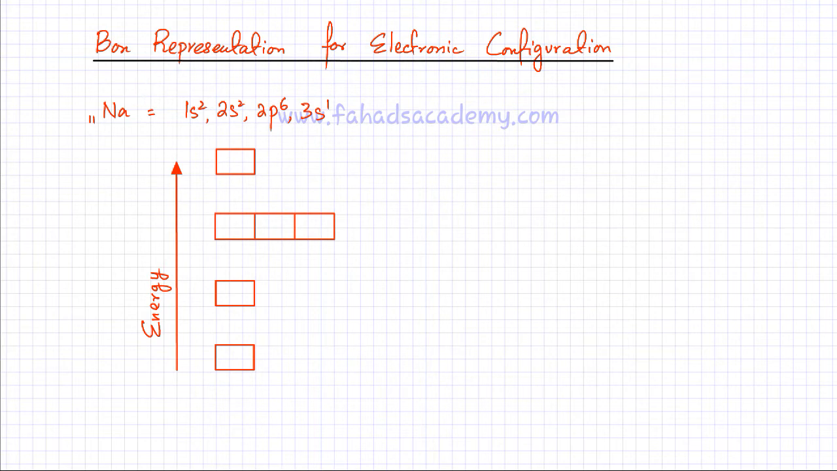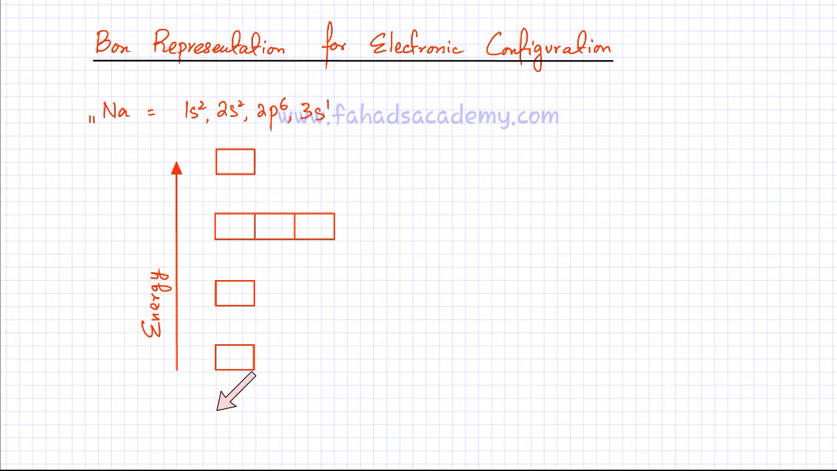That means there are 2 electrons in the 1s subshell, 2 electrons in the 2s subshell, 6 electrons in the 2p subshell, and 1 electron in the 3s subshell. So you're going to write exactly the same electronic configuration. Remember, this is the lowest energy subshell, and as you move further away, the energy of the subshells keeps on increasing. So each subshell would be represented by the boxes as shown over here.